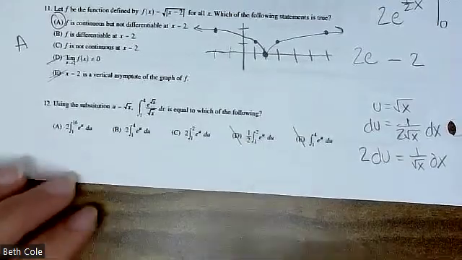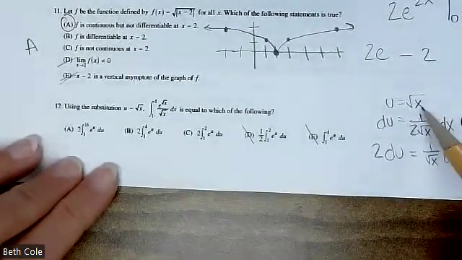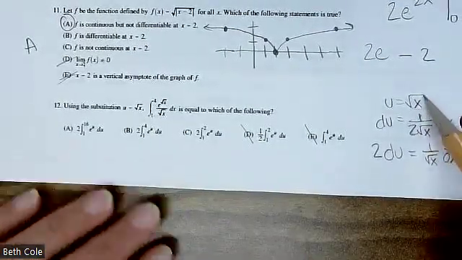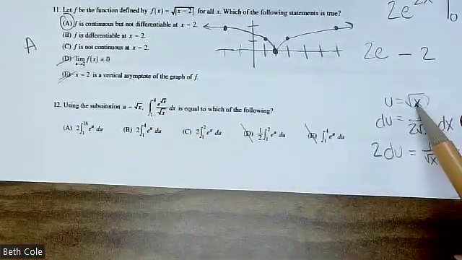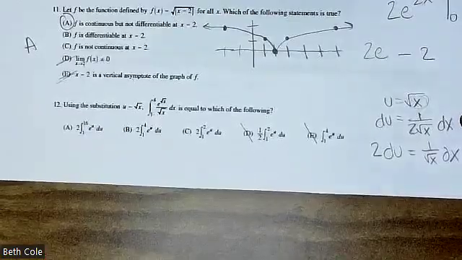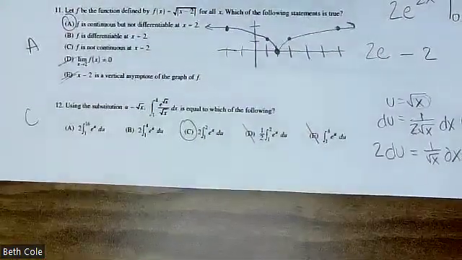So let's adjust our boundaries. If you plug in 1, what's your square root of 1? 1. And if you plug in 4, what's your square root of 4? 2. So which one's your answer? C. Good. Perfect.